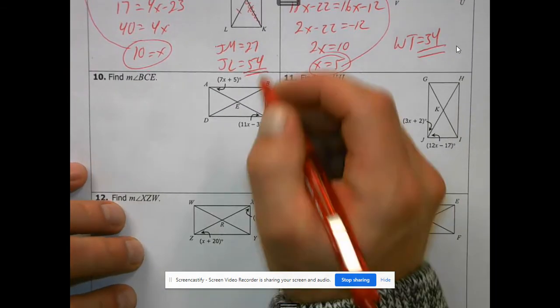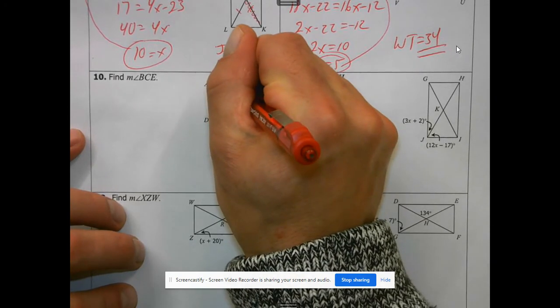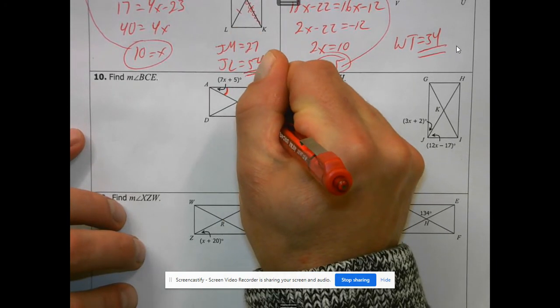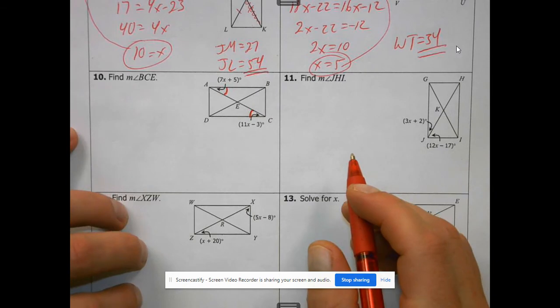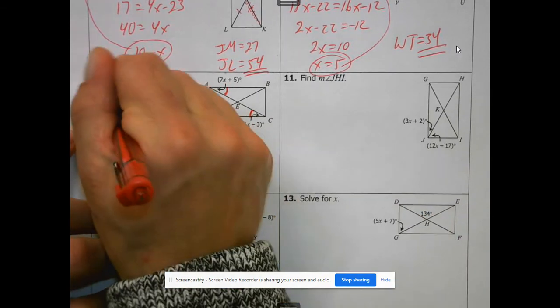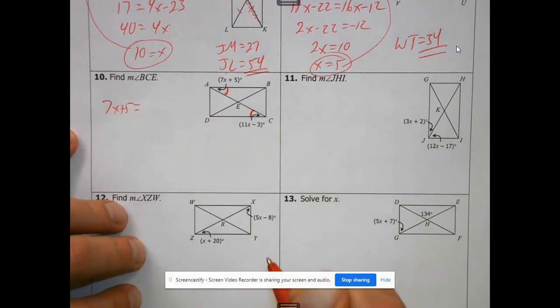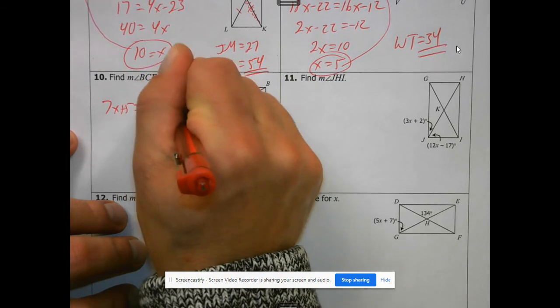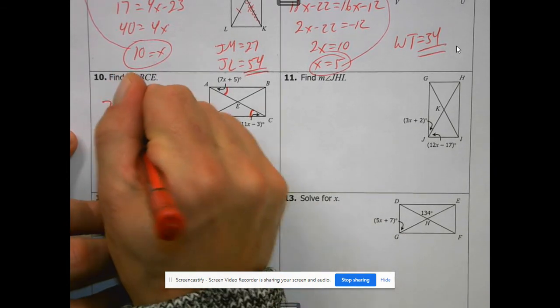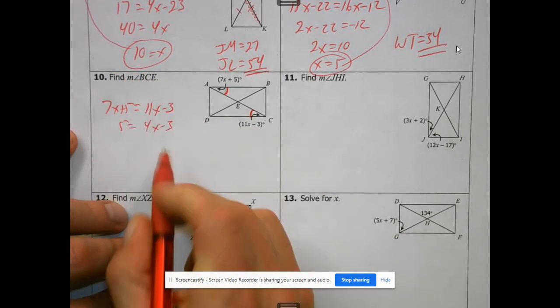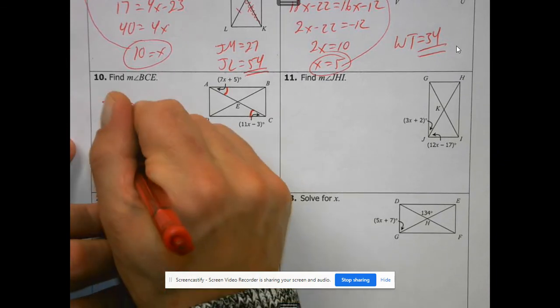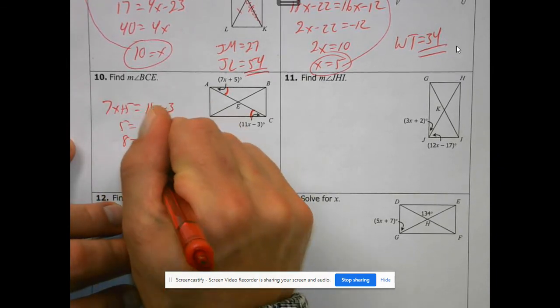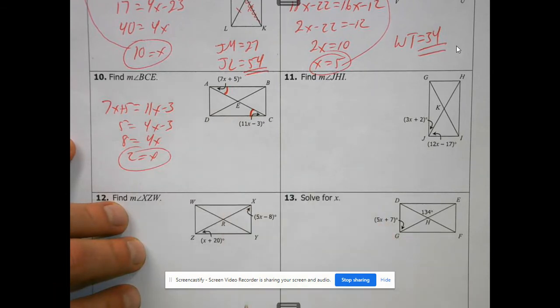Number 10, these angles are congruent. They're alternate interiors, so set them equal to each other. 7x plus 5 is 11x minus 3. Subtract 7x over. Add 3 over. Divide by 4. X is 2.